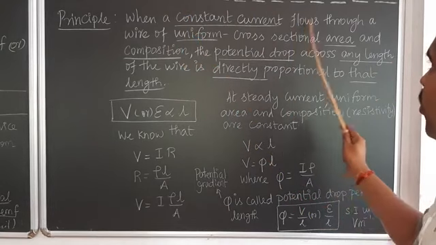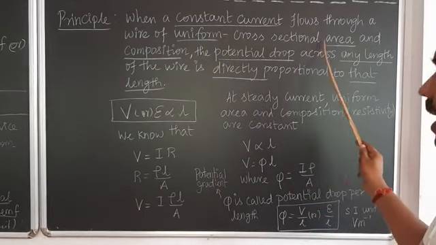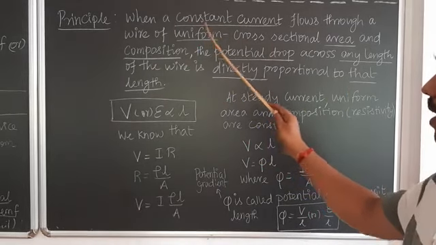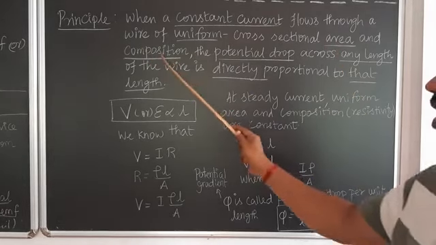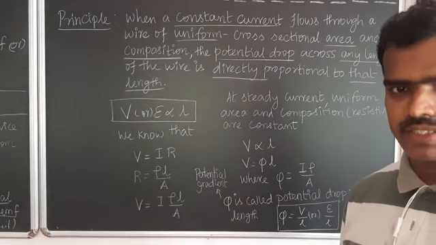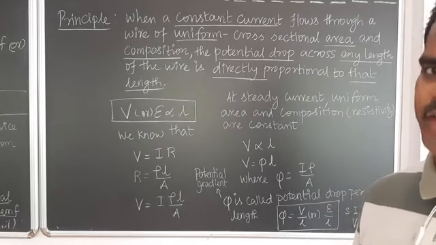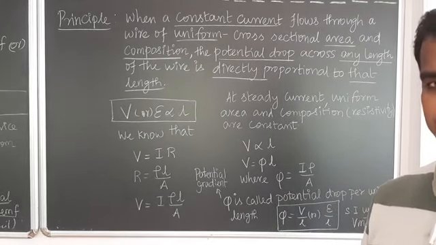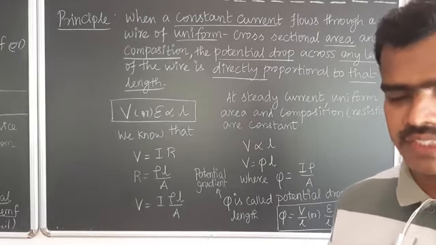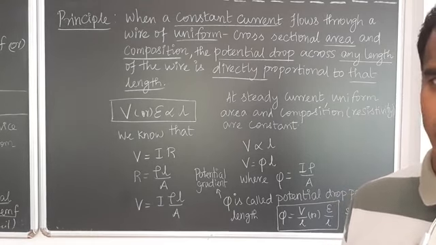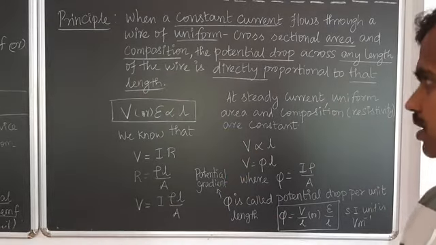When a constant current flows through a wire of uniform cross sectional area and uniform composition. What is the composition here? Yes, the material remains constant throughout the wire. There is no change in composition in that wire. Suppose we take a metal, copper. Throughout the wire it is copper, and no doping or different material is added. That is why we say uniform composition.